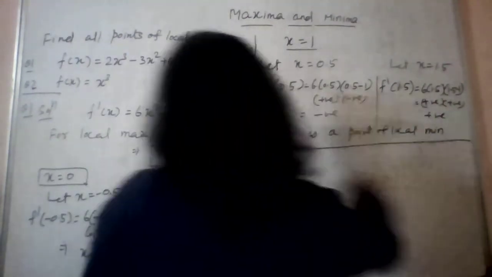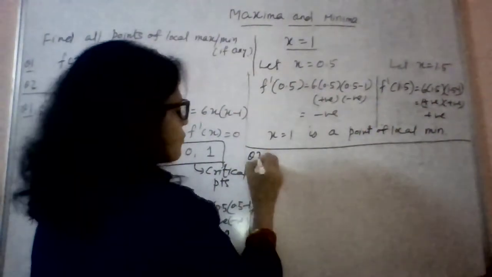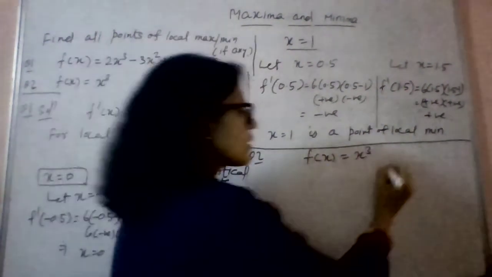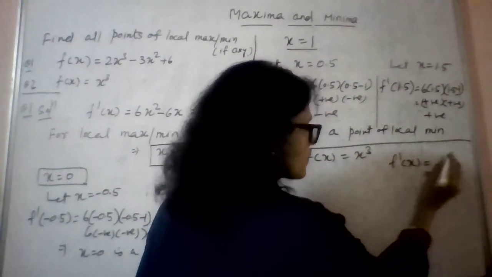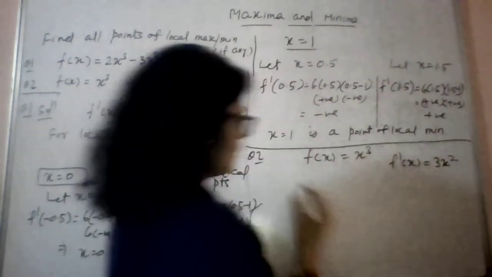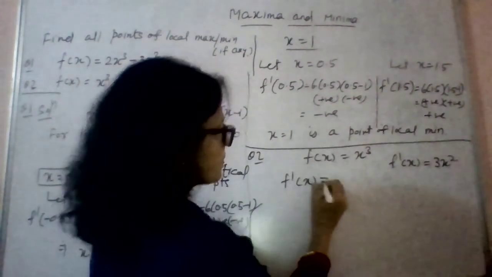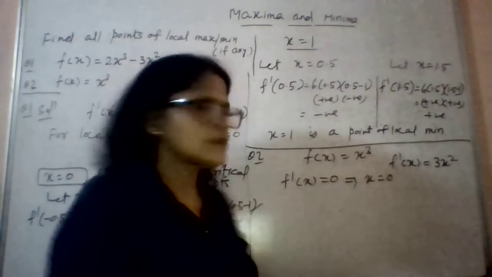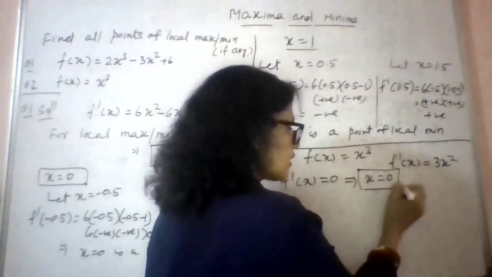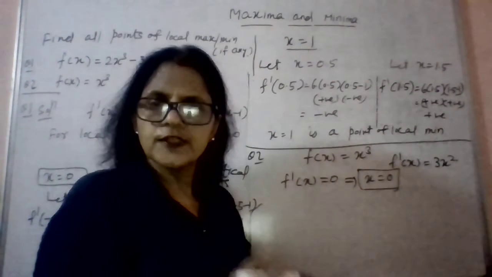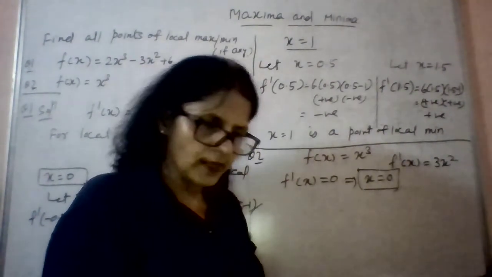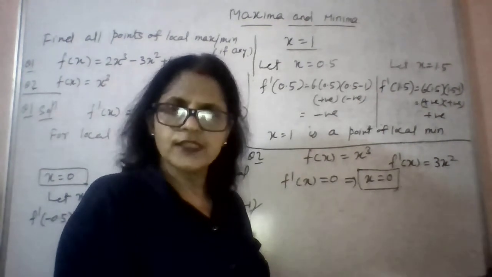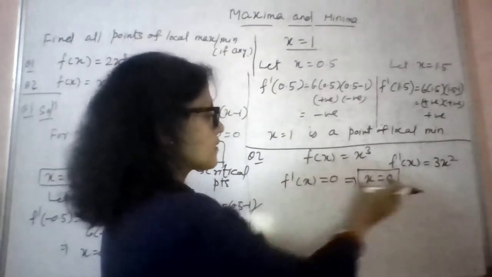And let's take the second question. Question number 2 is, you have f x equal to x cube. Step 1 is find f dash x, that is 3x square. Critical point, f dash x equal to 0 implies x equal to 0. It means here we are getting only one critical point. It means at this point you may get a point of local maximum, a point of local minimum, or a point of inflection, meaning neither maximum nor minimum. So f dash x equal to 0.